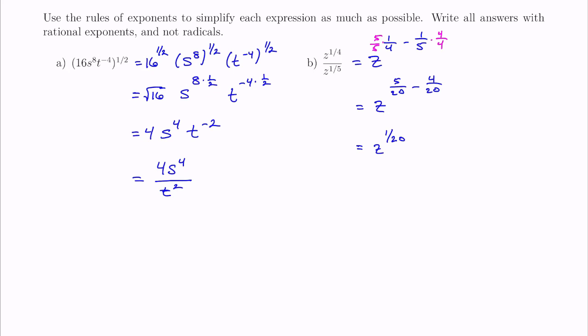And following the directions that state write all answers with rational exponents, not radicals, tells me I should stop right there. I would not rewrite this as the 20th root of z.